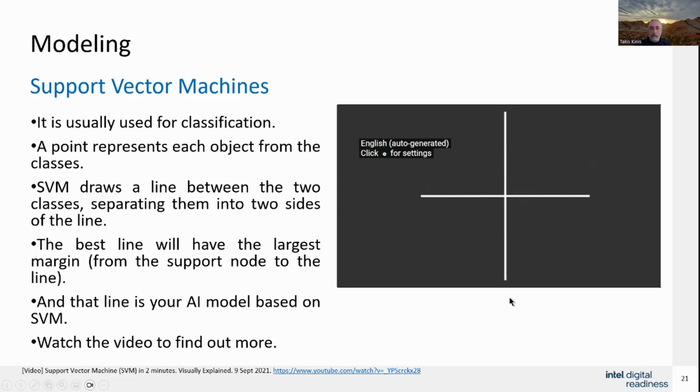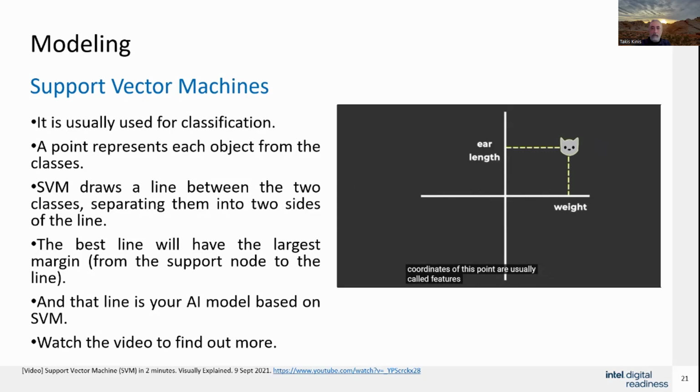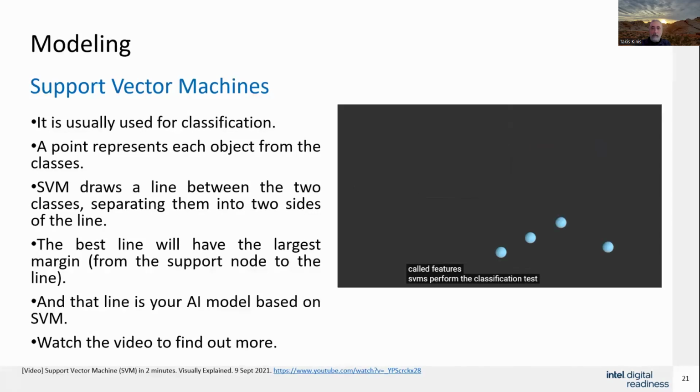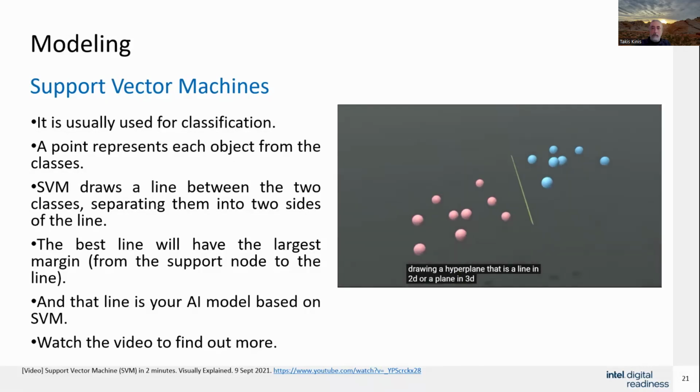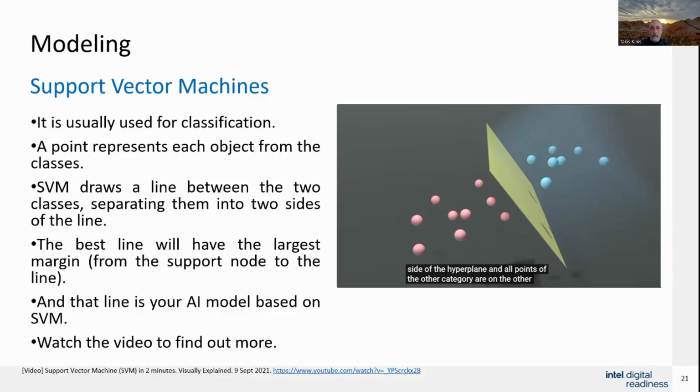Each object you want to classify is represented as a point in an n-dimensional space, and the coordinates of this point are usually called features. SVMs perform the classification task by drawing a hyperplane, that is, a line in 2D or a plane in 3D, in such a way that all points of one category are on one side of the hyperplane and all points of the other category are on the other side.